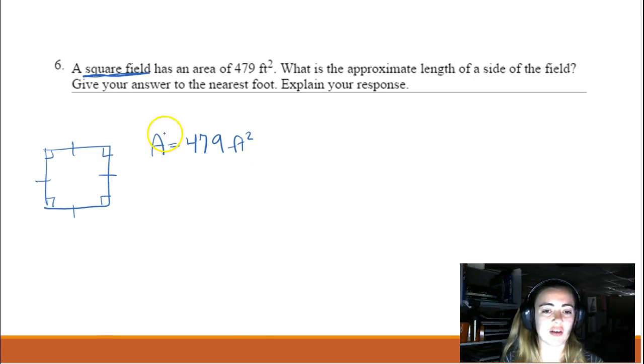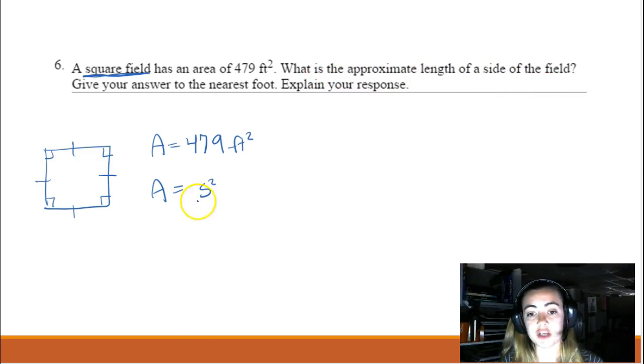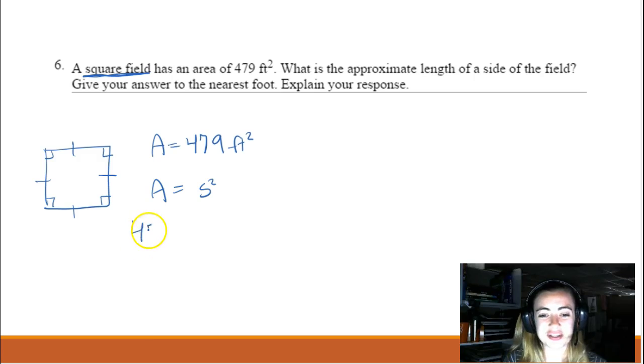What else do we know about the area in a square? Well, I know the area of a square is side squared. Now it asks us for the approximate length of the side of the field. So it's really asking us to solve for the side. So if we know our formula here, and we know area is equal to 479, we can substitute that in. We get 479 is equal to side squared. To solve for side, we'll do the inverse. So we'll square root each side.